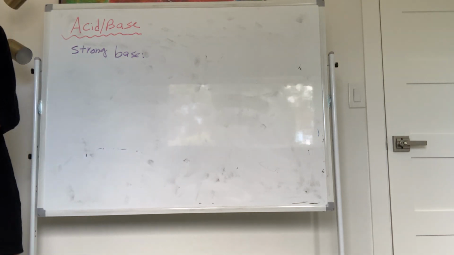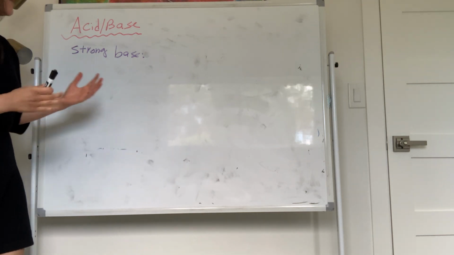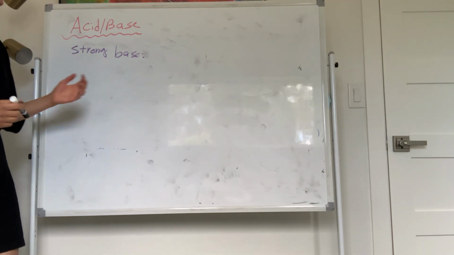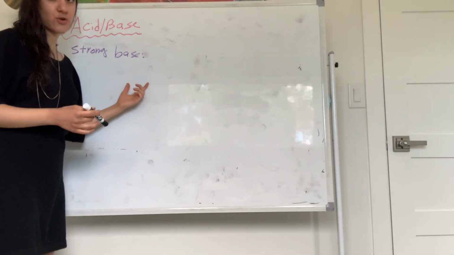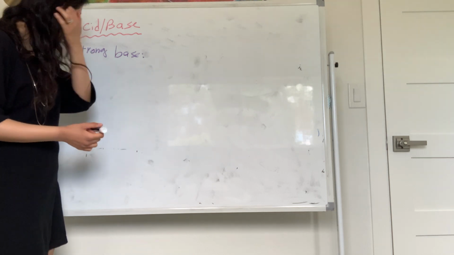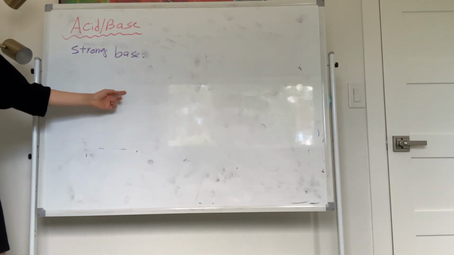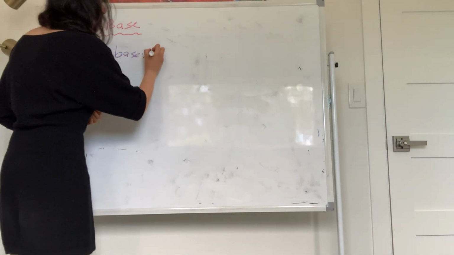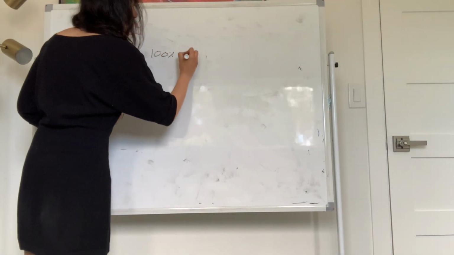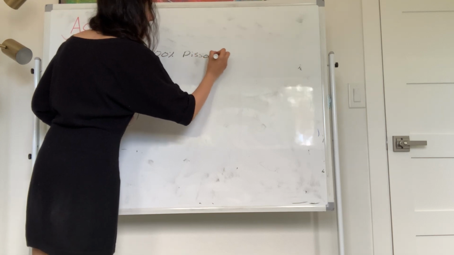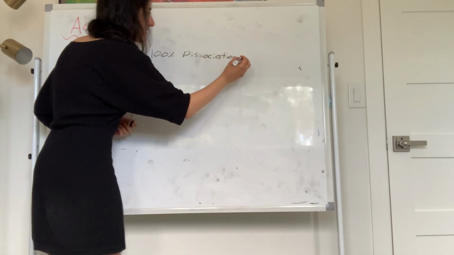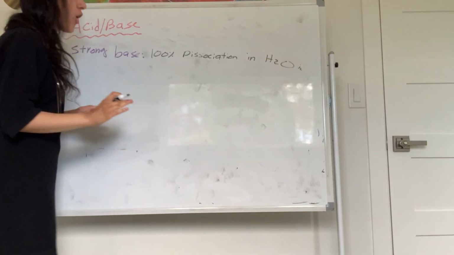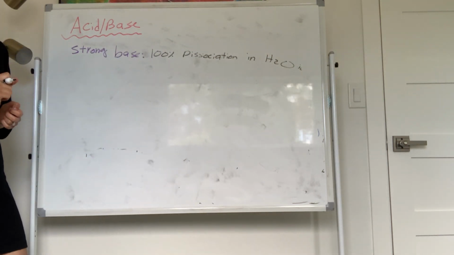Strong base, the same thing, right? You're going to 100% break up into ions, the same thing as before. Now, how do you know if you have a strong base? Here's how you would know. You have to think about solubility. A strong base is going to have 100% dissociation in water. It's going to ionize in water. It's going to break up completely in water, the same as acid.